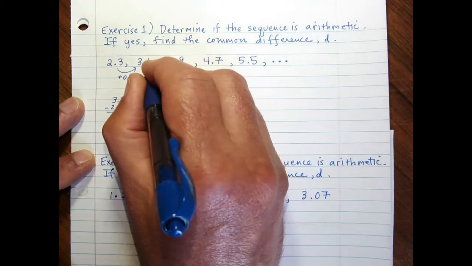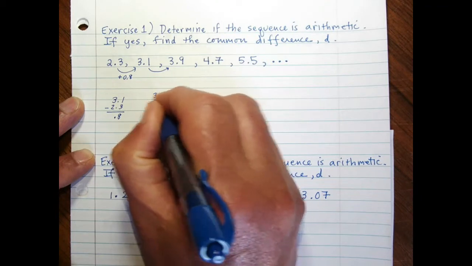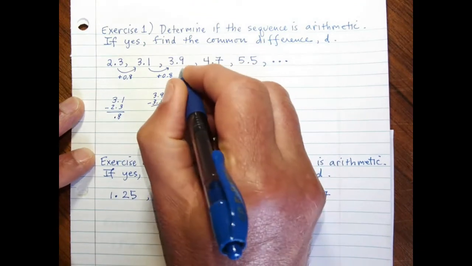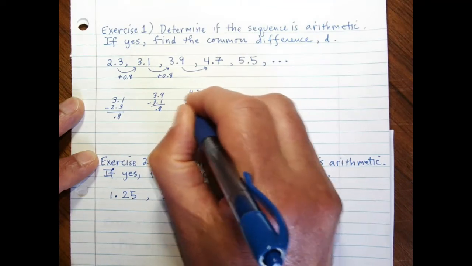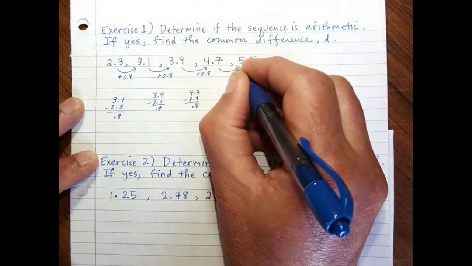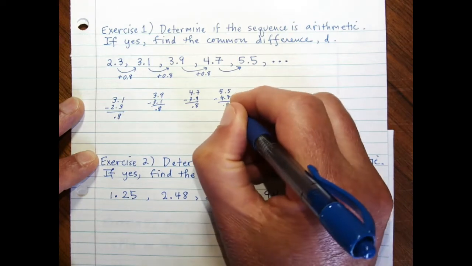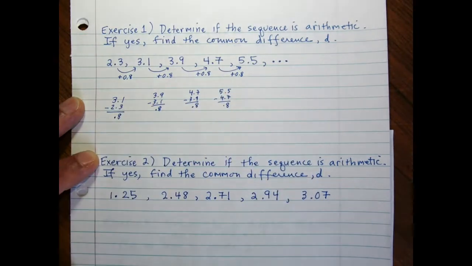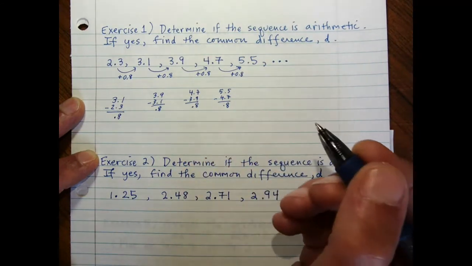Now we have to see if that pattern continues. If we take 3.9 minus 3.1, we get 0.8. Again, the same one, but we have to check each one of these. 4.7 minus 3.9 is 0.8, so I'm adding 0.8 on again. And finally, 5.5 minus 4.7 is 0.8 again. So sure enough, at least in the terms we see so far in this pattern, we get from one term to the next by adding on 0.8.